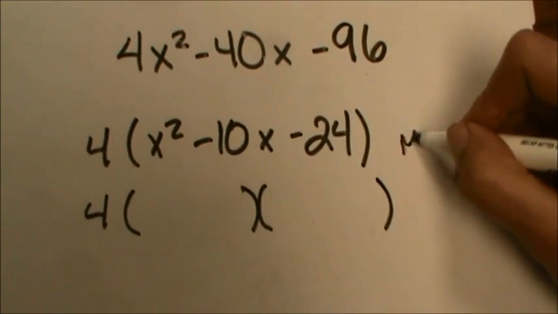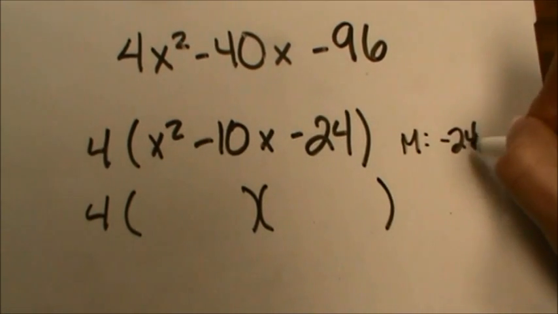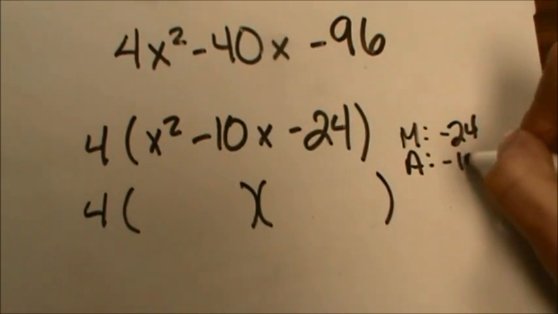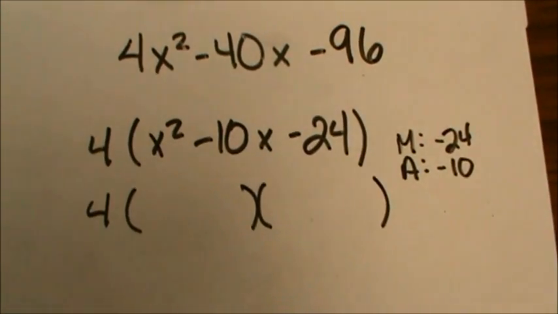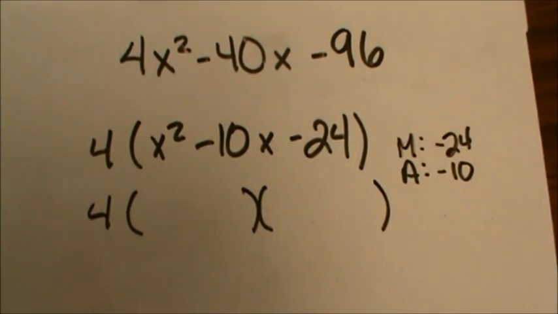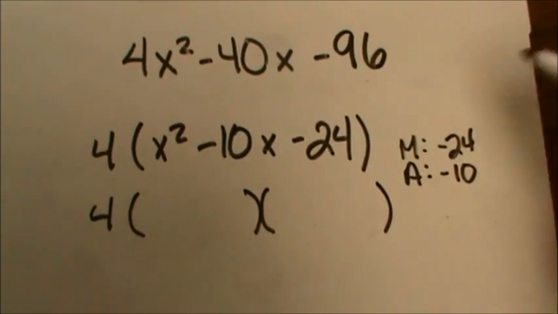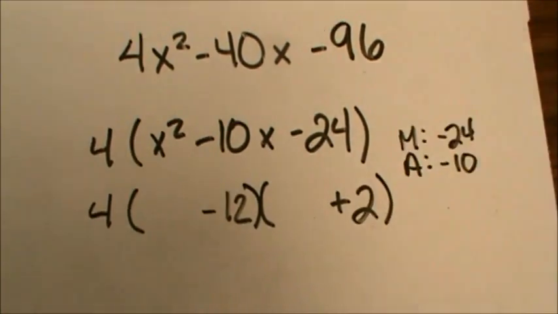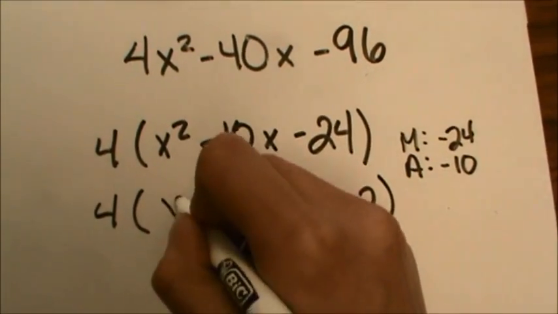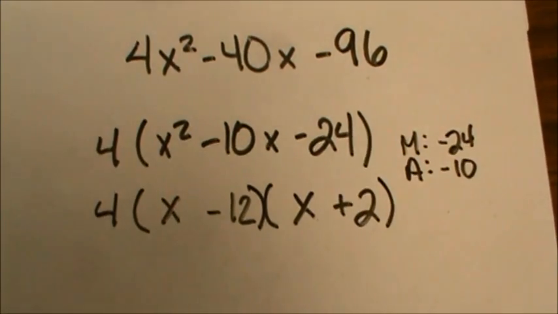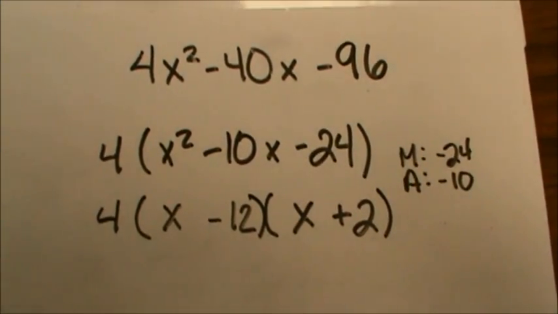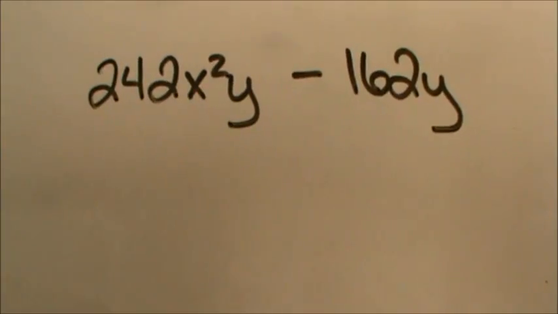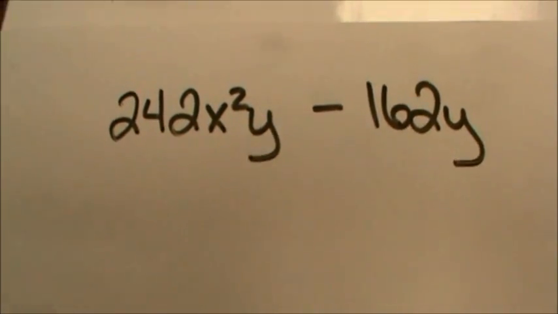What numbers multiply to be negative 24 and add to be negative 10? I believe we are looking for negative 12 and positive 2. What goes up here? x and x. Now I can consider this one.